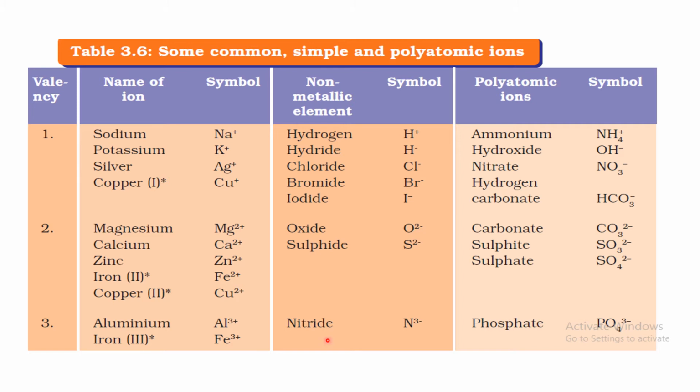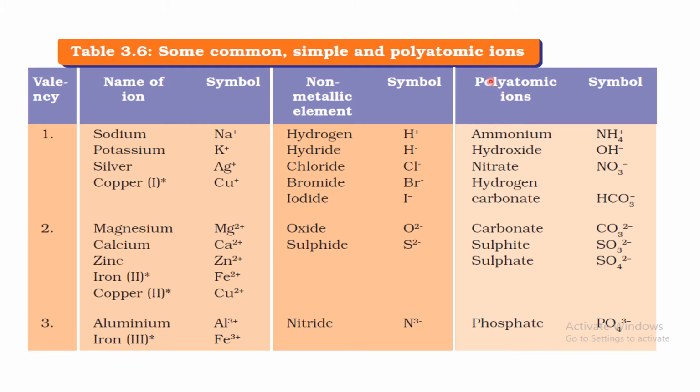Then nitrogen, nitride, it has 3 valency, 3 negative, because it gains 3 electrons. Why do they lose electrons and why do they gain electrons? This also I have explained to you before: to complete their octet shell.